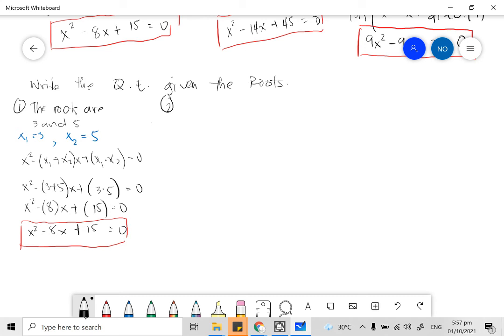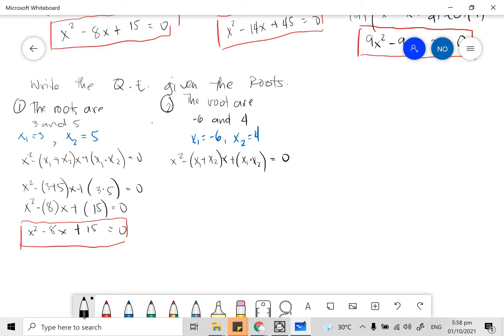This time, the roots are negative 6 and 4. Identify natin yung values ng x sub 1 saka x sub 2. Ang x sub 1 natin, the first root is negative 6, and then x sub 2 natin, second root is 4. Now, let's substitute to the formula. We're going to use x squared minus the quantity of x sub 1 plus x sub 2, variable x, plus the quantity of x sub 1 times x sub 2 equals to 0.